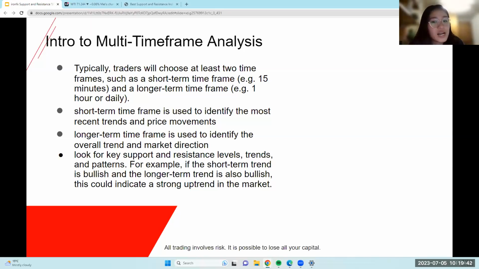So once the time frames are selected, the trader will then analyze the market from each time frame, looking for support and resistance levels, trends, and patterns. So for example, if the short-term trend is bullish and the longer-term trend is also bullish, this could indicate a strong uptrend in the market. And the reverse is true, of course. The trader can then use this information to make more informed trading decisions. So overall, multi-time frame analysis can help a beginner trader gain a better understanding of the market, make more informed trading decisions by looking at the bigger picture, and analyze trends and patterns from the different time frames.